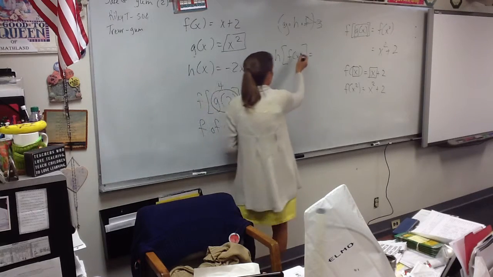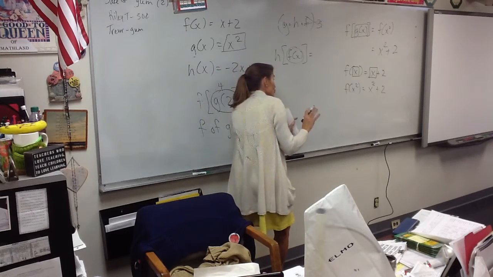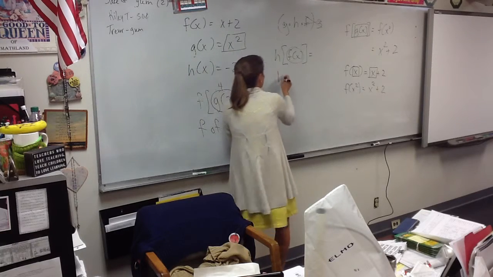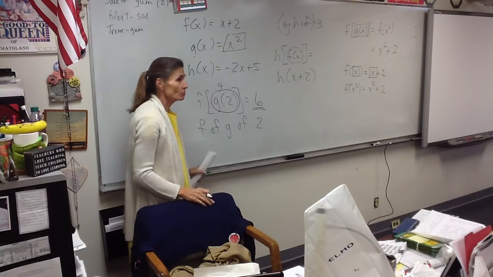Now, what's f of x? X plus 2. You don't have to think about it. There's no work. It's written for you. F of x is x plus 2. So this is really saying h of x plus 2.